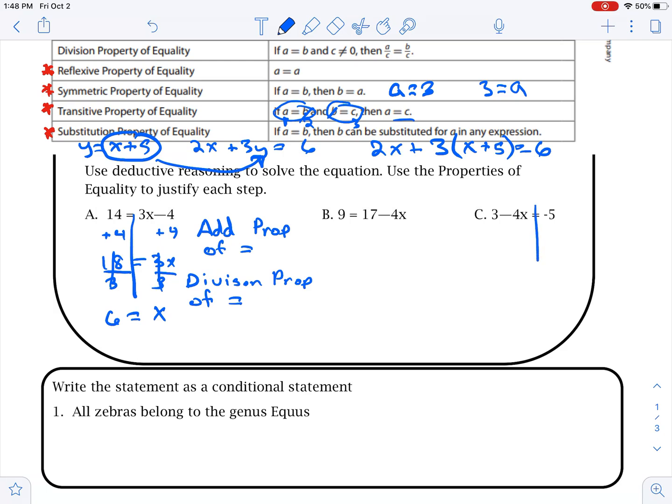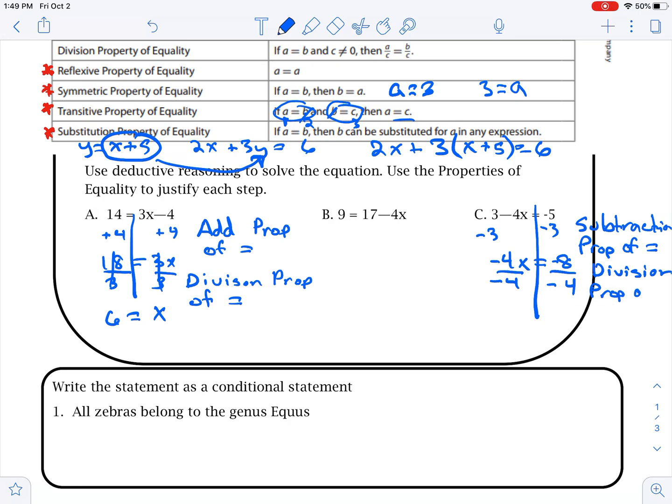So if I were to do this one over here, I come here, I subtract 3. So this would be the subtraction property of equality. So then I would have negative 4x equals negative 8, then divide by negative 4. And again, we'd have the division property of equality. And so x is equal to 2. So that's what we're going through.